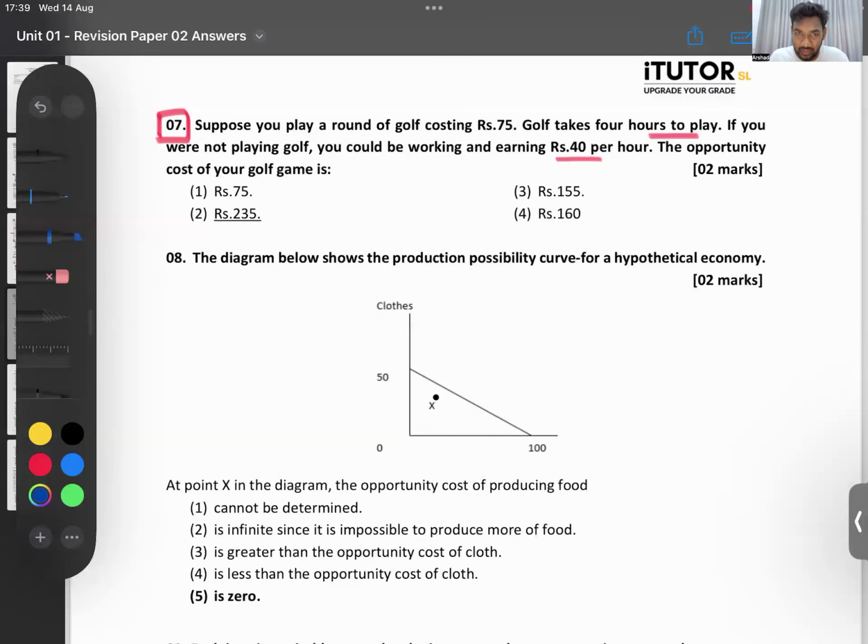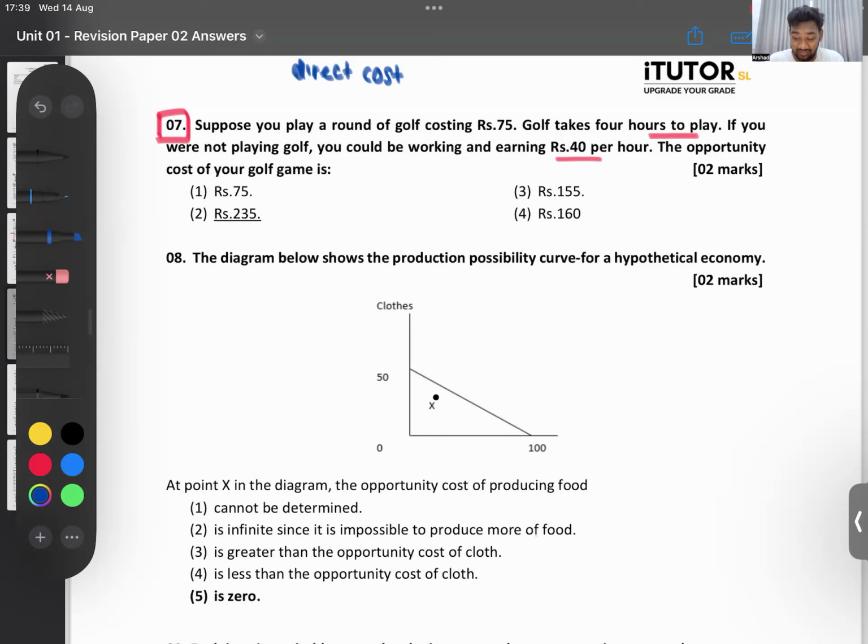Opportunity cost is your direct plus your indirect cost. Now, because you're playing golf, how much is your direct cost? Remember, we learned this in detail in unit number 4. What is your direct cost of playing golf? How much money are you actually spending from your pocket?